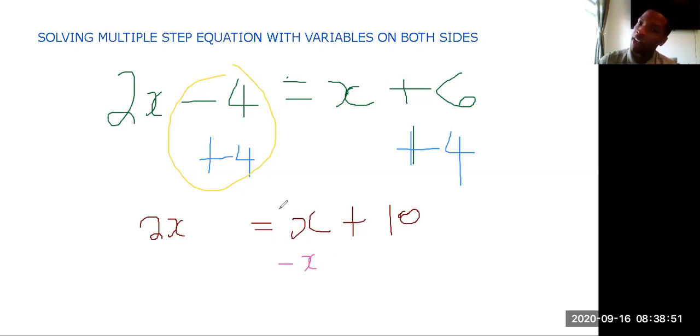This is a positive x, so in order to get it on the other side, I need to do the additive inverse, which is minus x. And whatever I do to one side, sure enough, got to do it on the other side. Minus x.